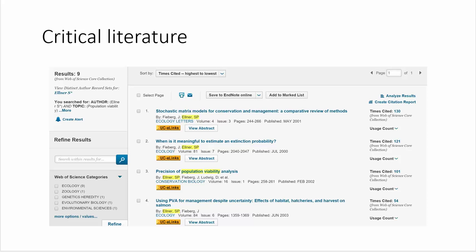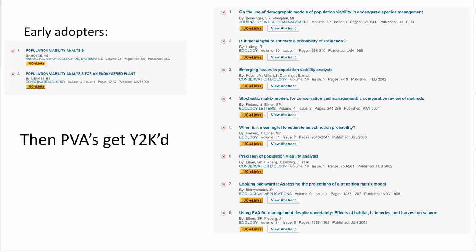The next couple of slides are just some screenshots of ISI Web of Science that reports on some of that critical literature. If you search on Ellner and population viability, and then sort by most highly cited, here are the things that come up. These 4 papers, 2001, 2000, 2002, 2003. So this is all on the issue of how much you can really get out of a PVA in terms of prediction, and this is a broader literature than just those 2 guys.